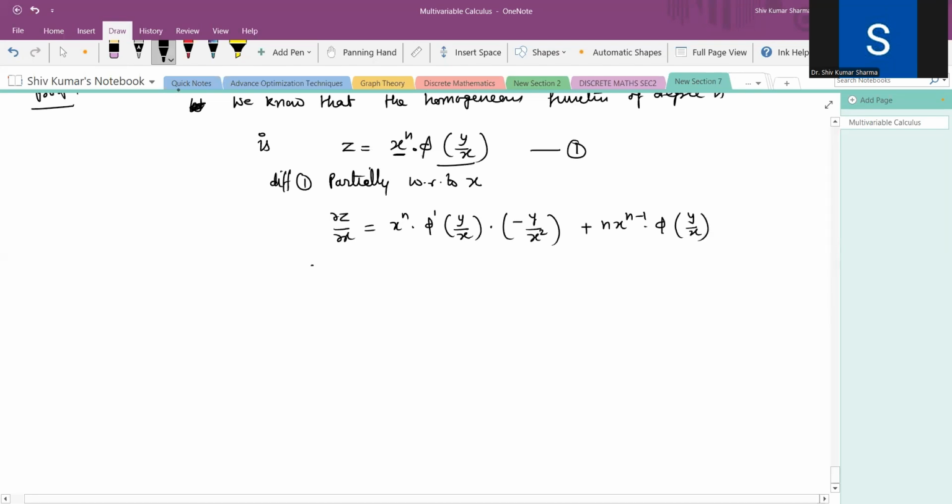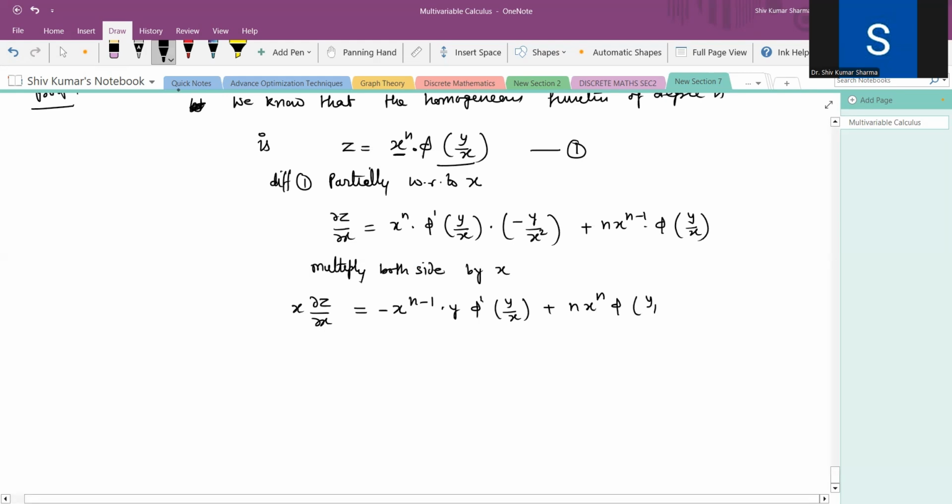So we multiply both sides by x. This can be written as x del z upon del x is equal to x raised to the power n minus 1, because we have 1 upon x square, into y phi dash of y upon x, plus n x raised to the power n, and when we multiply by x, this gives us x raised to the power n phi of y upon x. So this is our equation number 2.